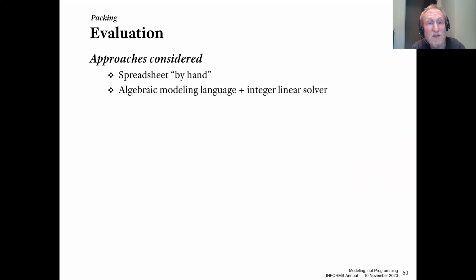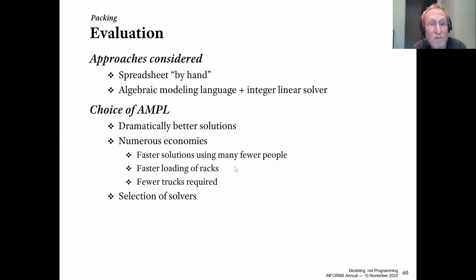They considered doing a spreadsheet, but settled on using an algebraic modeling language plus a solver. They found that AMPL not only got them dramatically better solutions, but numerous economies: not only faster solutions using fewer people, but also better loading of racks and fewer trucks required. And they could choose from a selection of solvers.